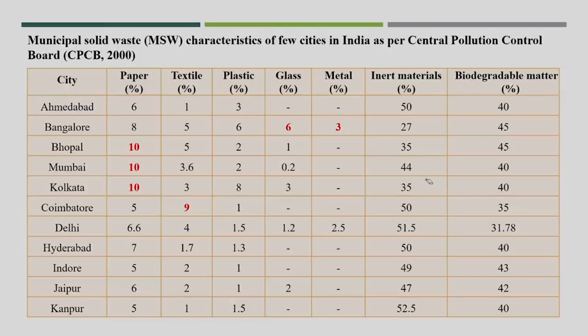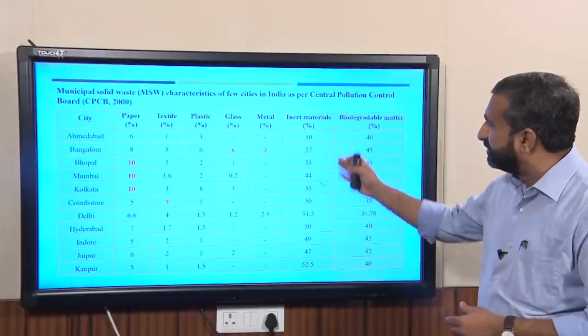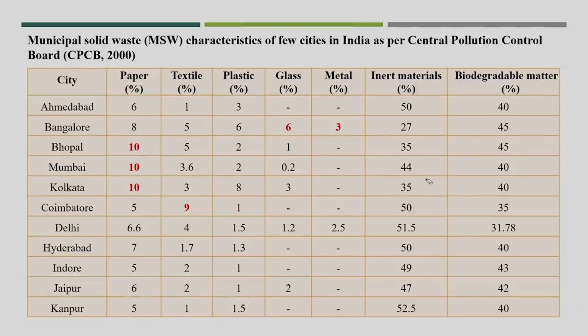This is one study done by the CPCB in 2000, on municipal waste characteristics of a few cities in India. If you see this data, you will see the paper and plastic quantity is very low. The plastic quantity in 2000 was 3%, 2%, a very small quantity. Paper quantity is also at most 10%. But the inert and biological quantity was more than 40%, 50% in most of the cities, and even the inert content, which is not dry or wet, the soil content, was very high, around 50%.